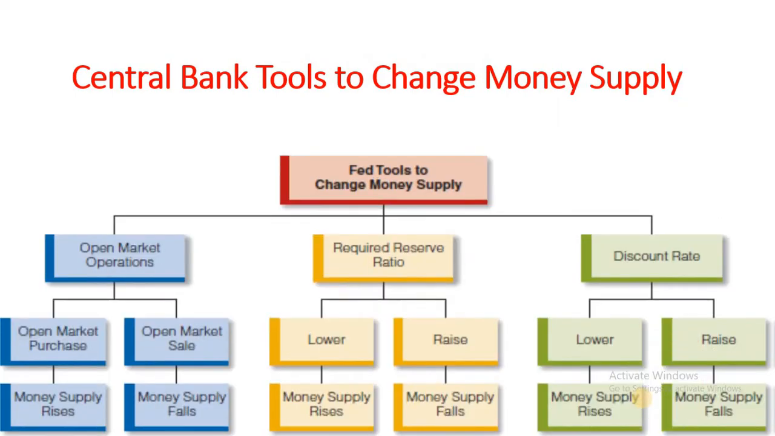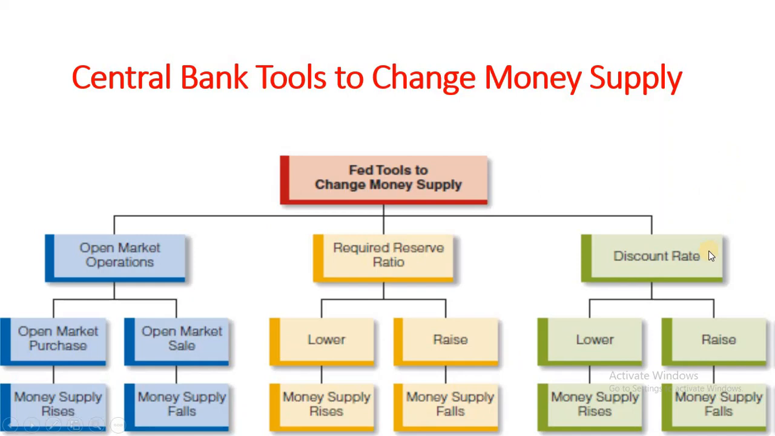Let's look at how tools of the central bank can change money supply. First of all, open market operation. If central bank is involved in open market purchase, it will increase money supply. And if the central bank is involved in open market sale, it will decrease money supply. Then, required reserve ratio. When central bank decreases required reserve ratio, it will increase money supply. And when central bank increases required reserve ratio, it decreases money supply.